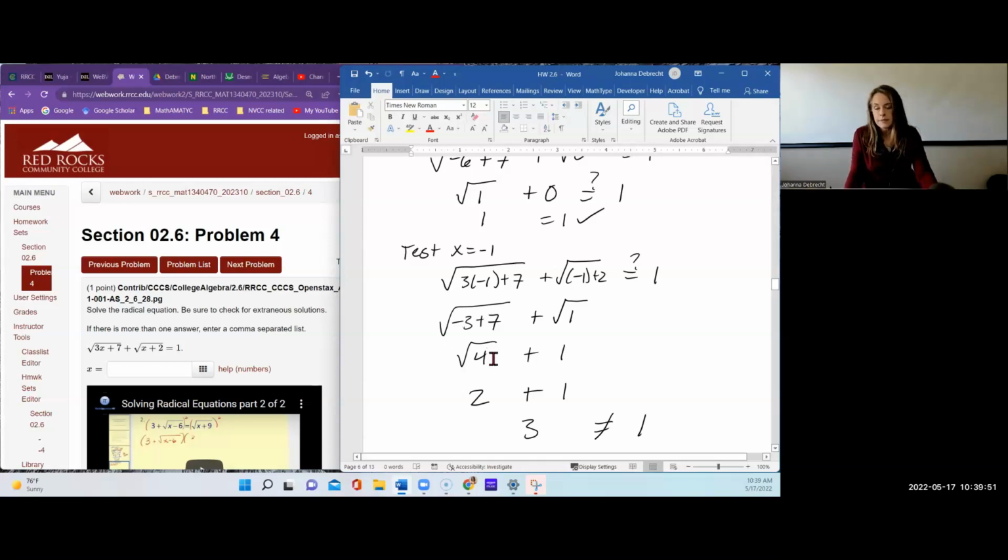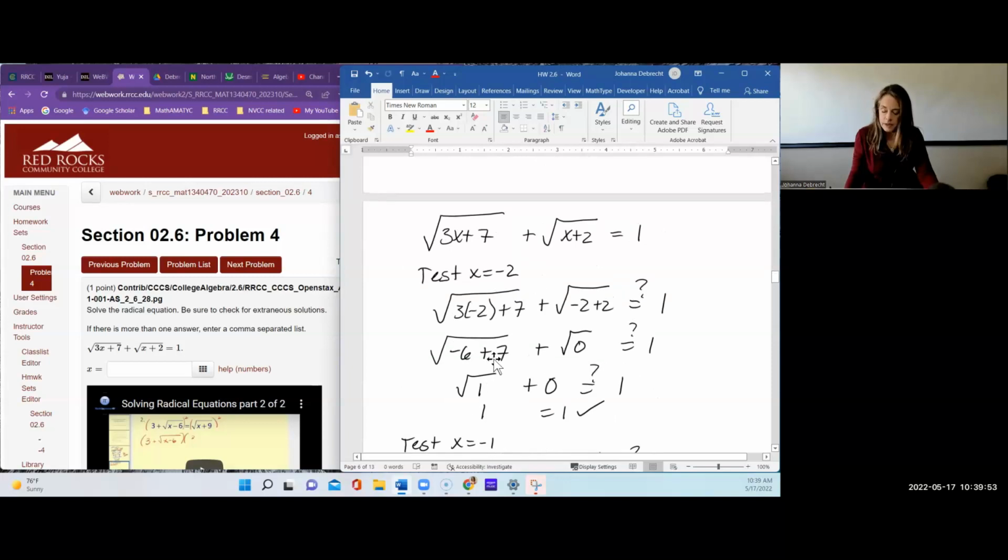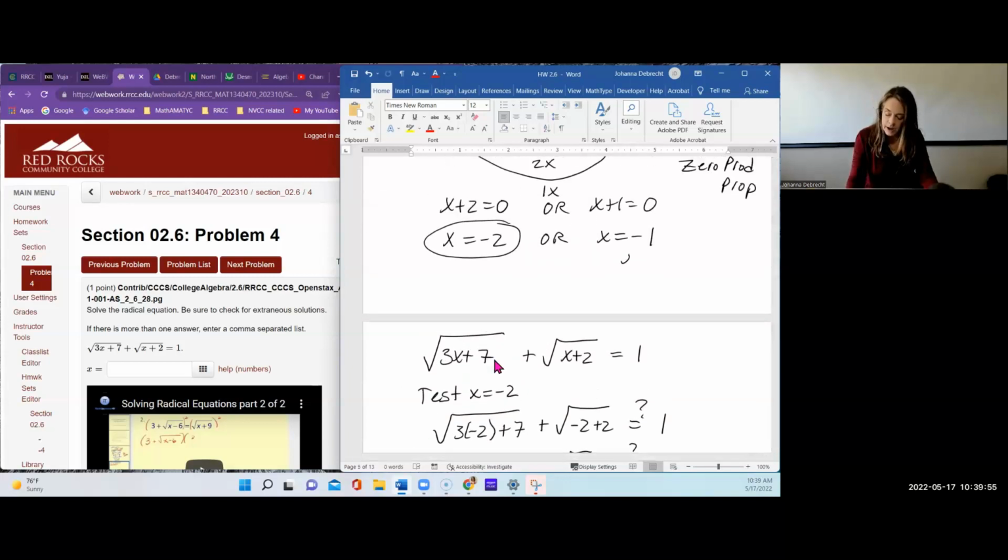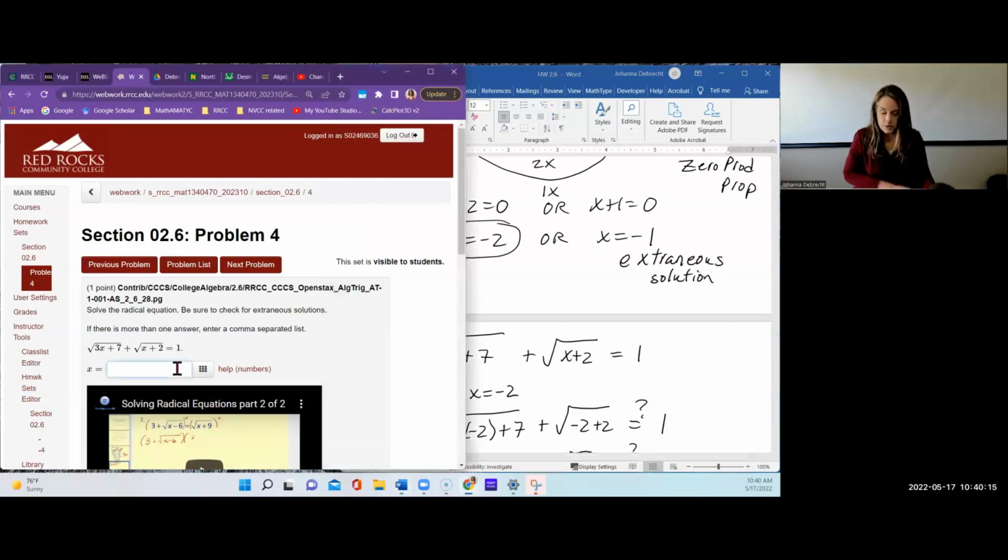This is the first time we've seen an extraneous solution. Note here that x equal -1 does not work. It leads to a false statement, and we call this an extraneous solution. It's kind of a contradiction in terms because an extraneous solution is not a solution at all. It doesn't work. The only solution here is -2. So in web work, the only one you put in is -2.